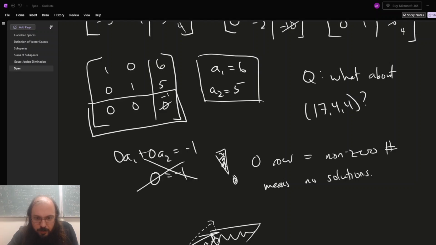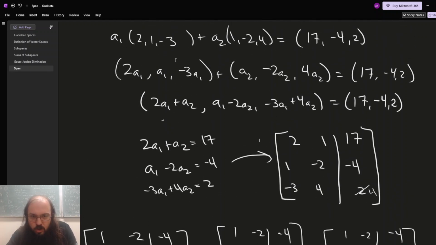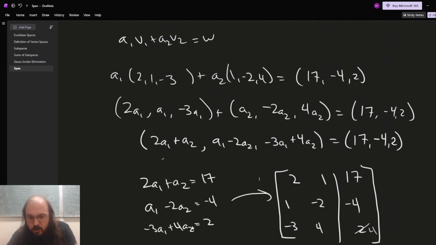Okay, so that's kind of how we check whether or not things are inside spans of one another. Basically, the deal is you just do this Gauss-Jordan stuff applied to the vectors at hand. So what I recommend doing is start by writing down what you have, converting it to a system of equations, and then Gauss-Jordaning that.